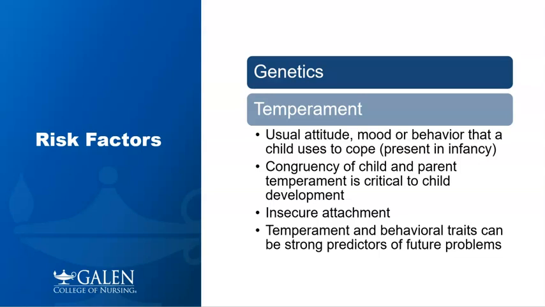Risk factors for childhood and developmental disorders: genetics. 20% of children and adolescents in the US suffer from a psychiatric disorder that causes impairments. Hereditary factors are implicated in so many different childhood disorders, so we have to be mindful of that. We do have some neurobiological changes in the brain, low emotional regulation, and then temperament. Temperament is a big one: attitude, mood, behavior, how we cope with demands of the environment.